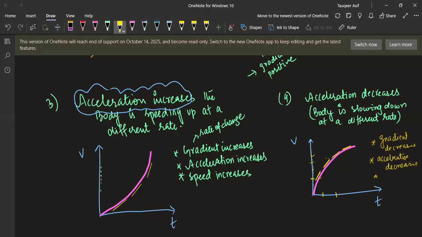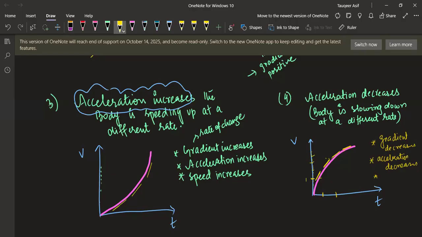Number one, the rate of change is not constant. Number two, the rate is decreasing, right? So for every 1 second, the change of the speed is decreasing. The change of the speed is decreasing, but speed is increasing.